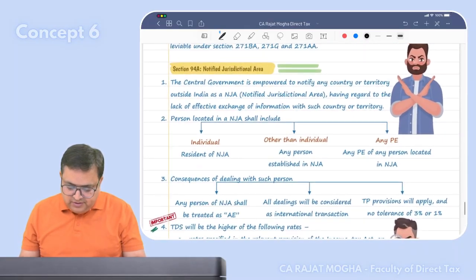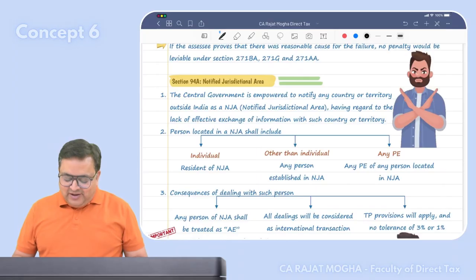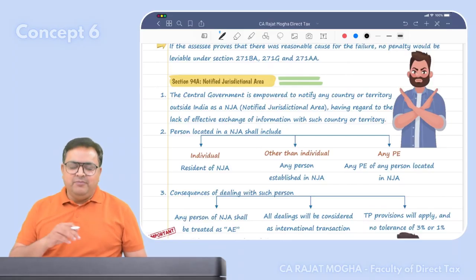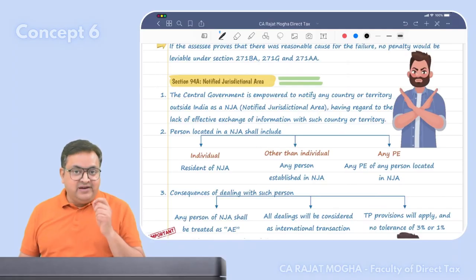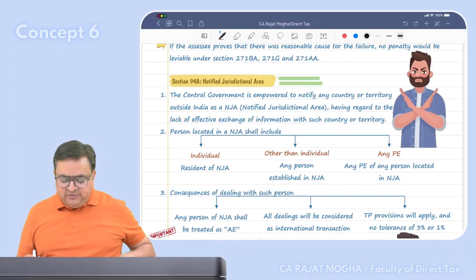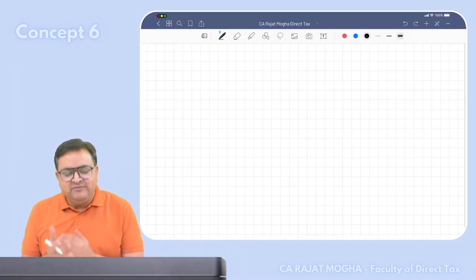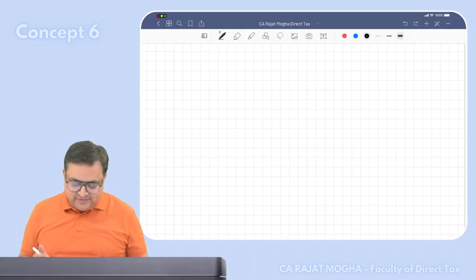So let us talk about notified jurisdictional area, guys. Now let us understand the concept of notified jurisdictional area in section 94A. We'll be doing one more section after this. Only one more section is left, 94B, which is related to excess payment. But before that, let us do notified jurisdictional area, NJA. First of all, understand the concept of NJA, which is very easy, and the examiner asks on this topic.